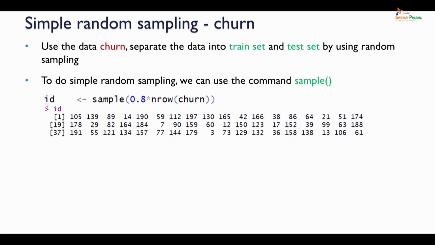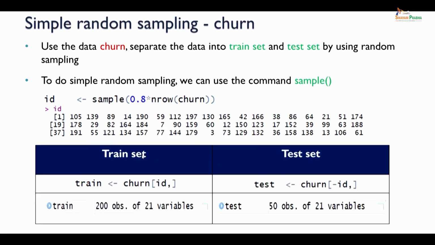By doing this, I am just collecting the sample IDs. 105 has been chosen as the first sample and the 139th observation has been chosen as the second sample. Now let us see how to get those observations as train set and test set. You have two columns here which display the train set and test set. From the churn data I need all the columns, so I am not specifying anything after the comma here, but I am specifying ID here.